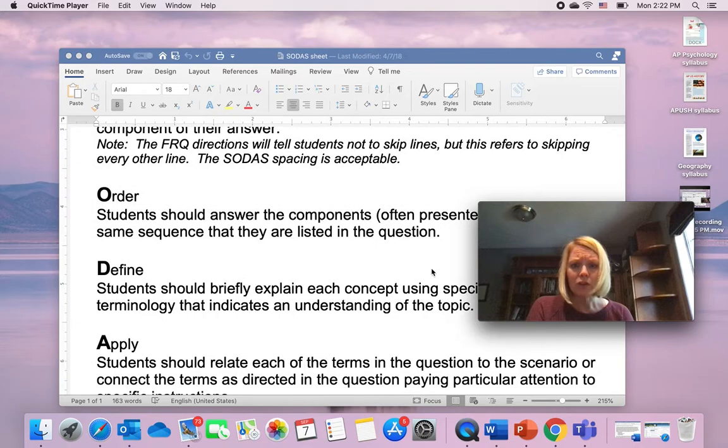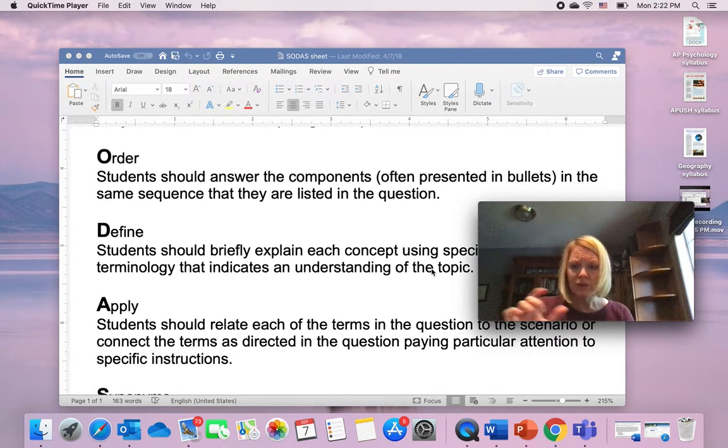Order. I want you to answer. Usually these are presented in a scenario with a bullet point list of essentially the vocabulary terms. Please answer them in the order that they are provided. Meaning, if this is the first bullet point, answer that one, and then go to the second one and answer that one. If you don't know one, for instance, don't skip it and then try to make something up at the very end and add that one in at the end.